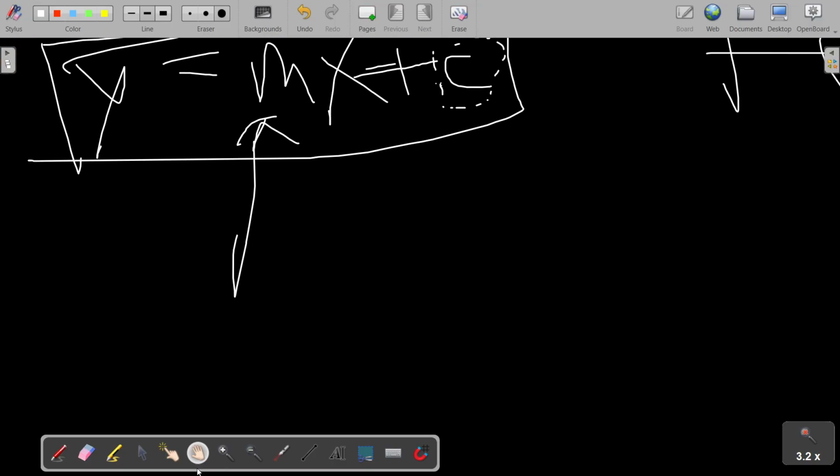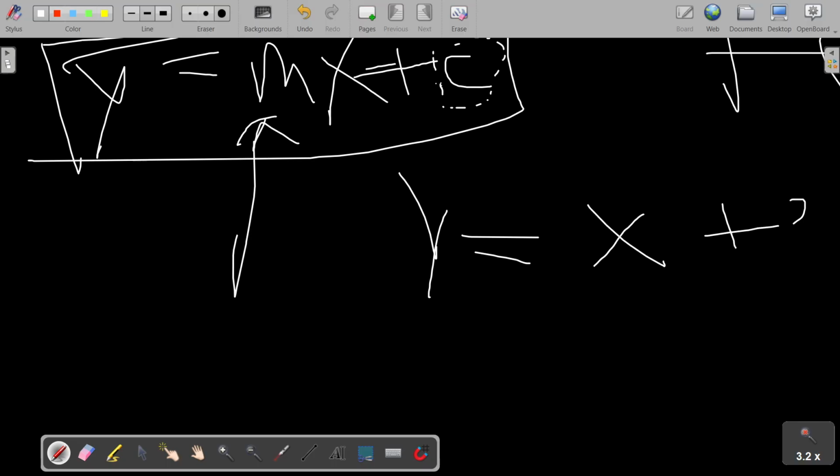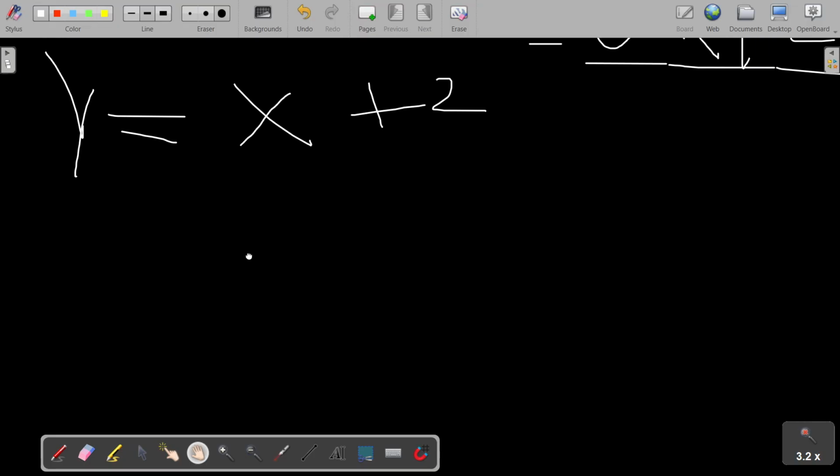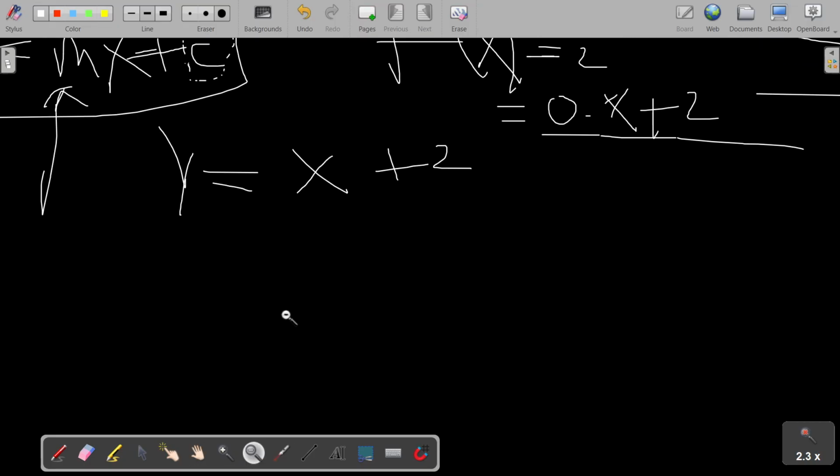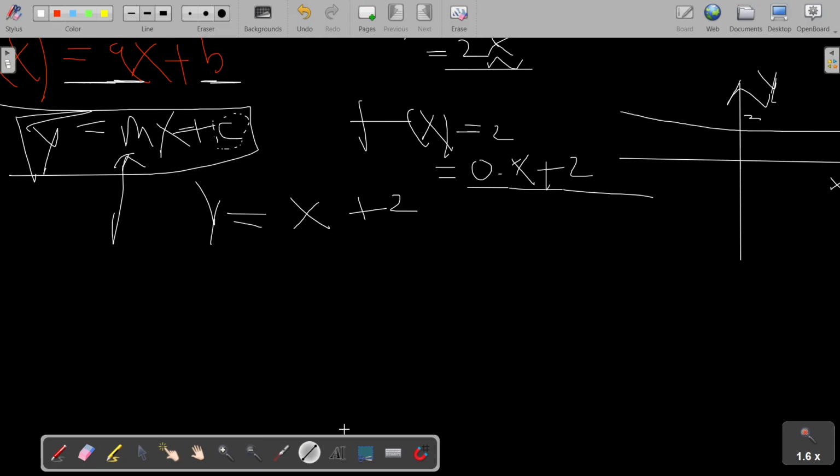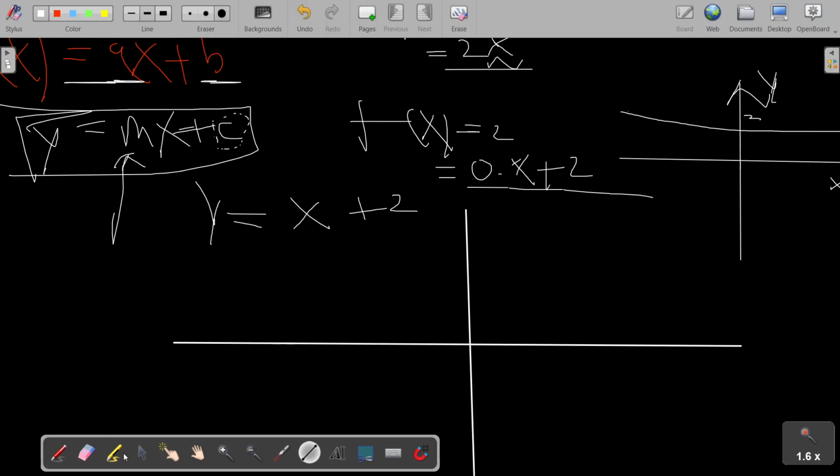Okay, let's just take an example. I am taking y is equal to x plus 2. So how can we plot this particular equation, this particular graph, on the Cartesian plane? So let me draw the Cartesian plane. And these are the two axes.